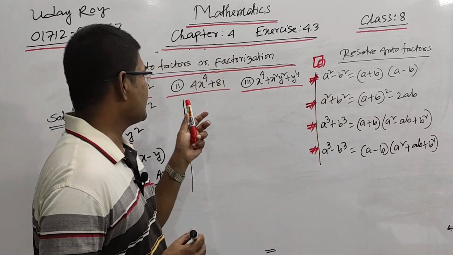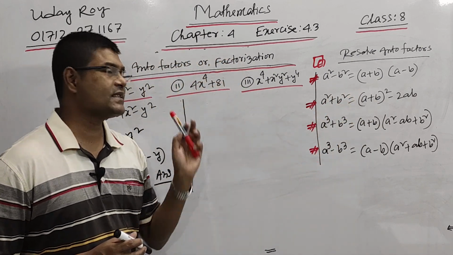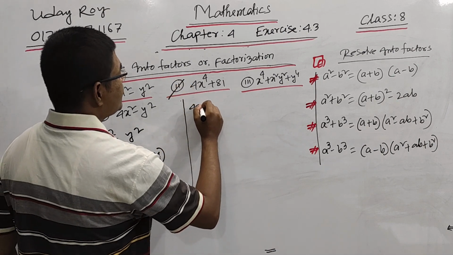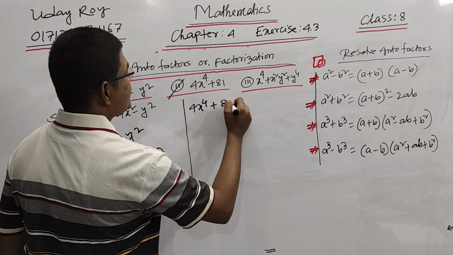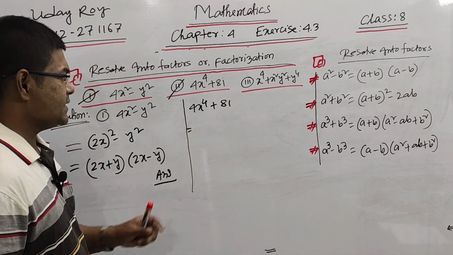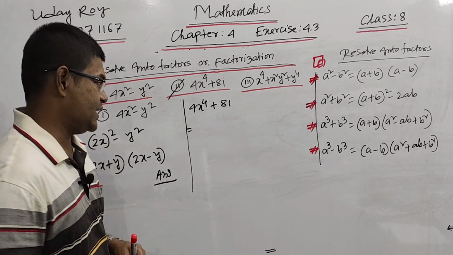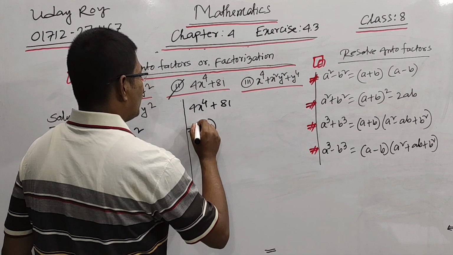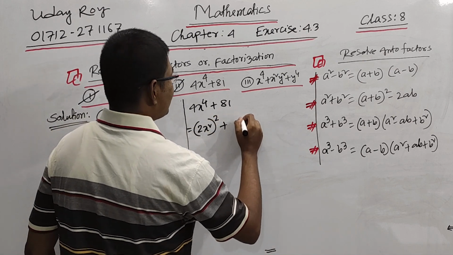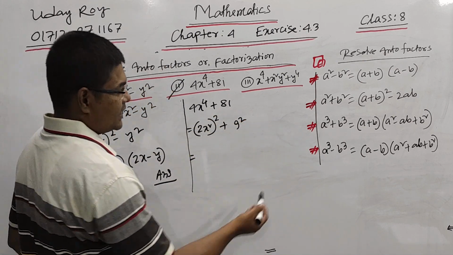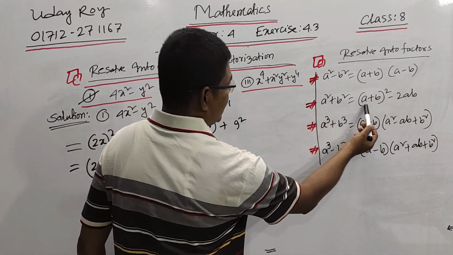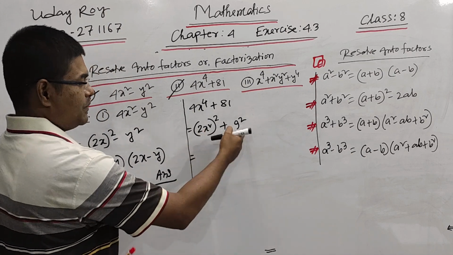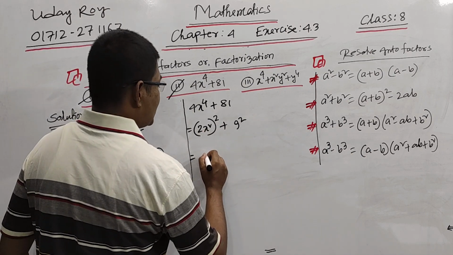Okay, we have to do 4x to the power 4 plus 81. So we will do math number 2. Here is 4x to the power 4 plus 81. So 4x to the power 4, break it into (2x square) whole square plus here is 9 square. So we can see a square plus b square equals (a plus b) whole square minus twice ab. Here is a square plus b square, so (a plus b) whole square.